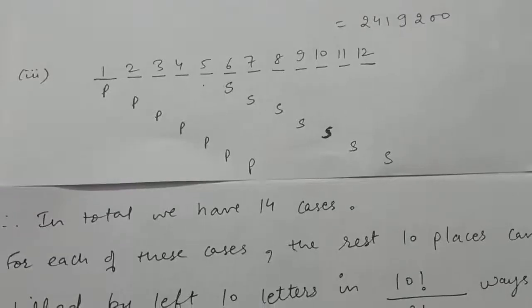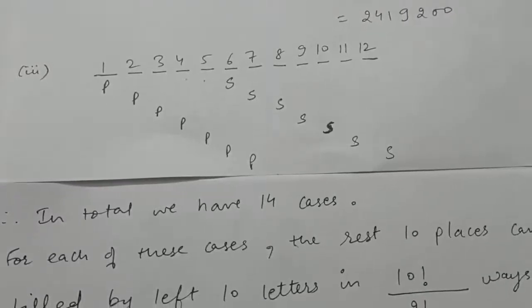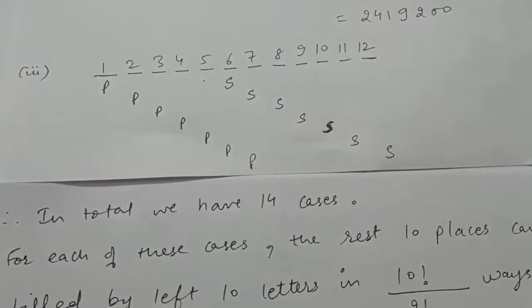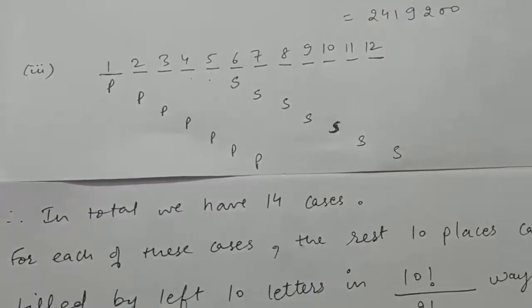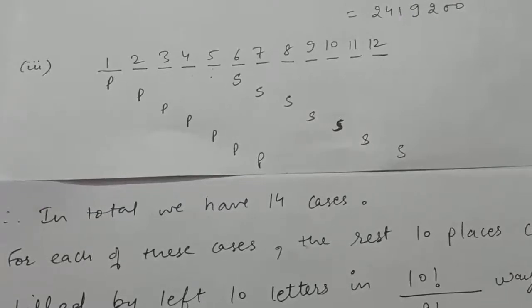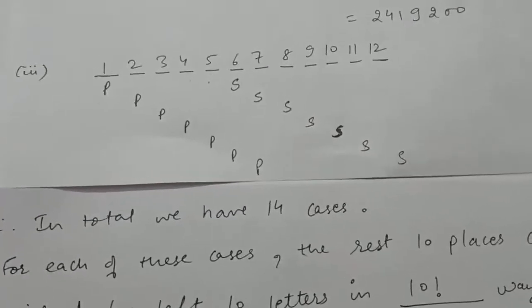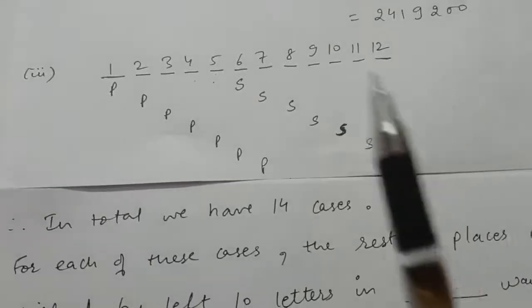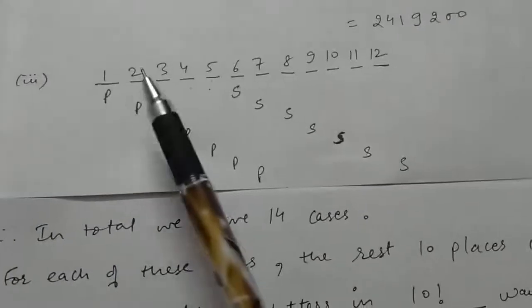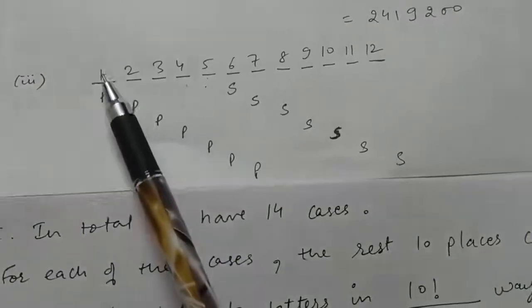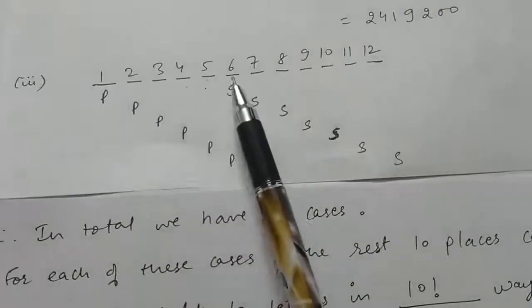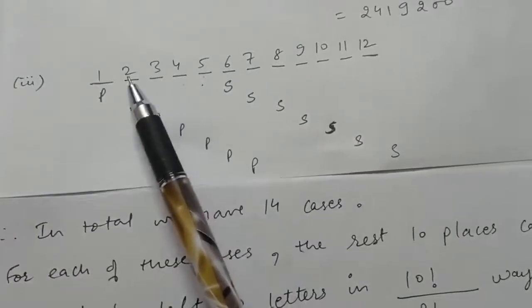Now third case says that you have to arrange the letters of the word permutations so that there are always 4 letters between P and S. That is, they say that there should exist 4 letters between P and S. Now suppose if we write P at the first place, then S should be at 6th place, so that 4 letters are between P and S.